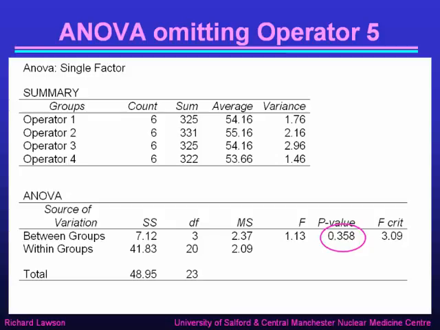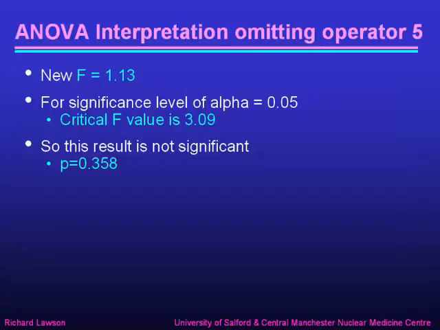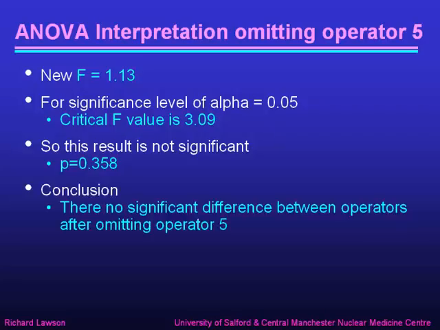So here we've got the analysis of variance just for operators 1, 2, 3 and 4. We find now that the F value is 1.13 and the critical value is 3.09. So we haven't exceeded the critical value now. We have a p-value of 0.358, which is not significant. So the new F of 1.13 hasn't exceeded our critical value of 3.09, and we have a non-significant result. That means that there is no significant difference between these operators. After we've left out operator 5, the other operators are all consistent.